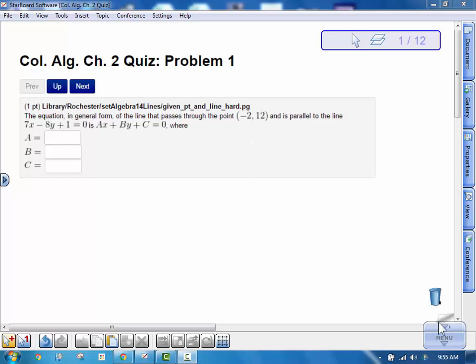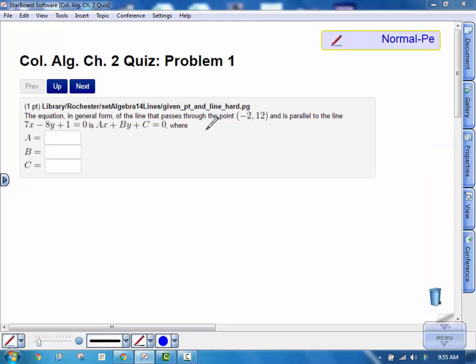Okay, the first problem, this is the quiz, chapter 2 quiz. First problem wants us to find the line that passes through this point, and it wants it to be parallel to this line. Yours might say perpendicular, but this is parallel. So what we need to do is take this line and solve it for y. If we do that, we get negative 8y equals negative 7x plus 1.